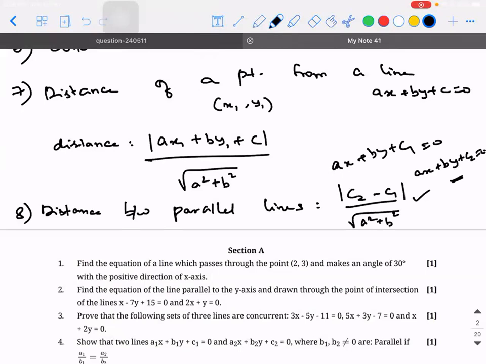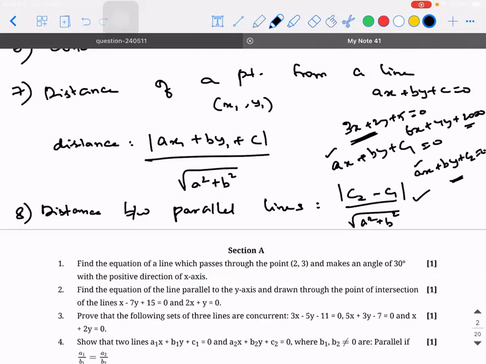m1 should be equal to m2, and more importantly, a and b in both the equations should be the same. They should not be proportional. They should be the same number. For example, 3x plus 2y plus 5 is equal to 0 and 6x plus 4y plus 20 is equal to 0 are both parallel lines. But what is the difference? The coefficients are not the same, they are in the same proportion.